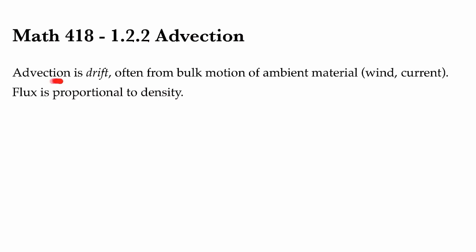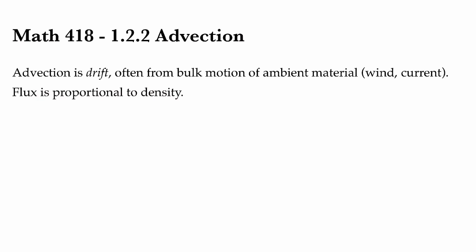So, advection is drift, often from the bulk motion of ambient material. This means if you're looking at a process that takes place in air, you might have wind moving the body of air to the side, or if you're looking at a process that takes place in water, you might have some current that's moving the environment in which the system is taking place along.